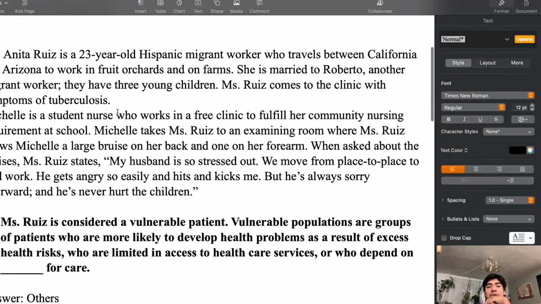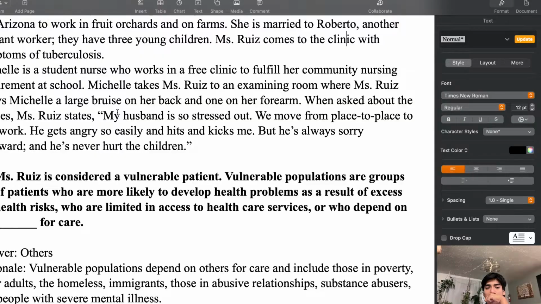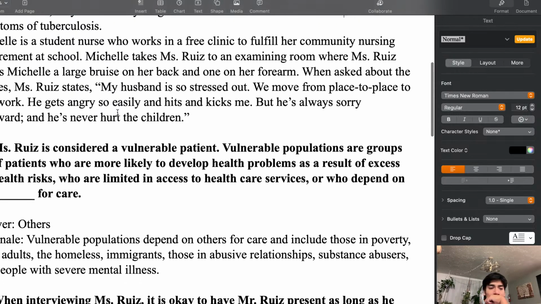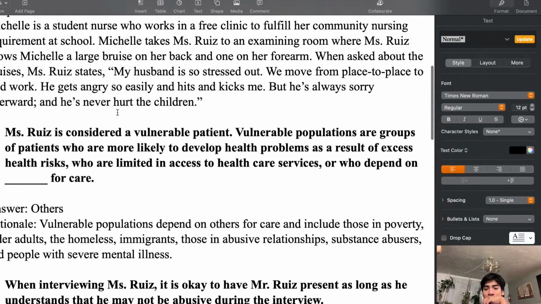All right. Mrs. Reese is considering a vulnerable patient. Vulnerable populations are groups of patients who are more likely to develop health problems as a result of excess health risk, who are limited in access, and who depend on others for care. Yeah, I read over that one a little too quickly, but it's because I knew what to say.